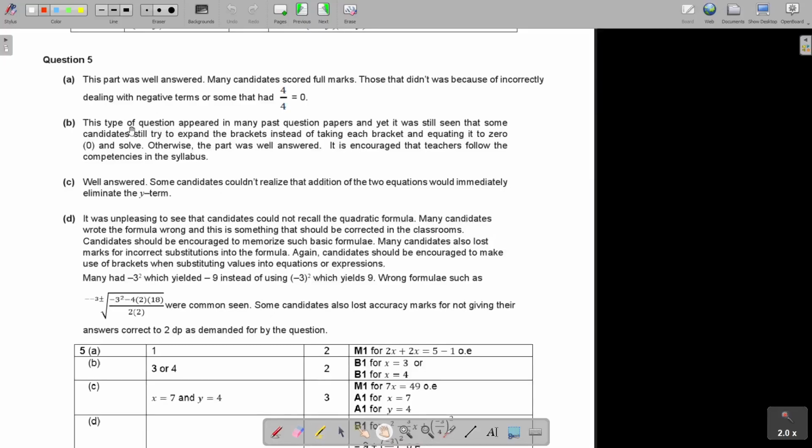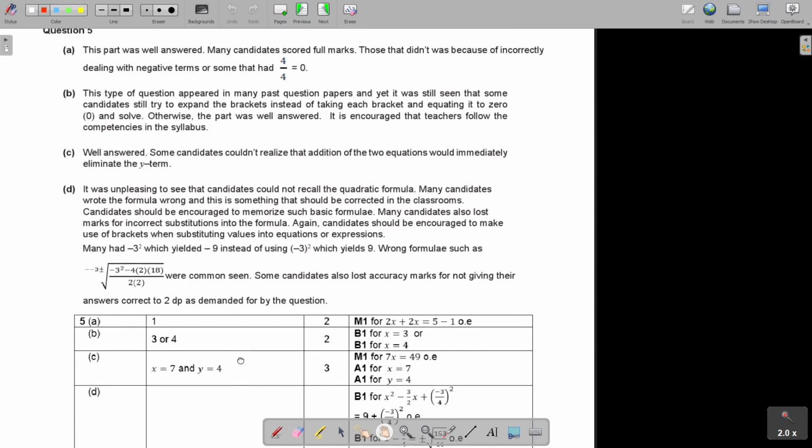And then the type of question appeared in many past question papers, and yet it was still seen that some candidates still tried to expand the brackets instead of taking each bracket and equating it to 0 and solve. Otherwise, this part was well answered. It is encouraged that teachers follow the competency in the syllabus. So just see what kind of things they are emphasizing. So this was 3 or 4. Let's now go back to the question paper.